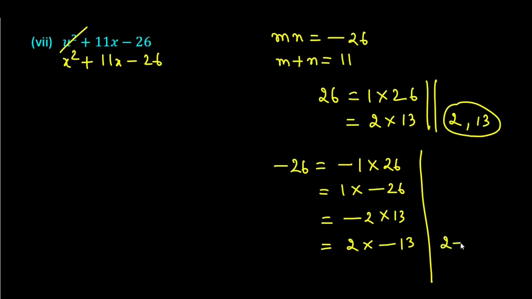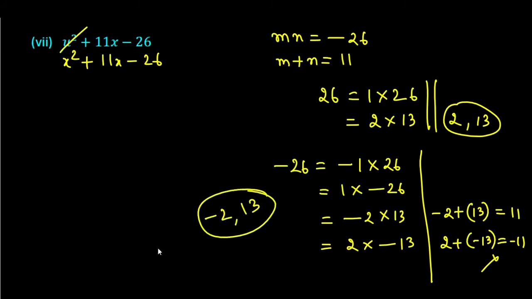So 2 plus minus 13 is minus 11. So this is not the right choice. Minus 2 plus 13 is equal to 11. So minus 2 and plus 13, this pair of factors is the right choice.